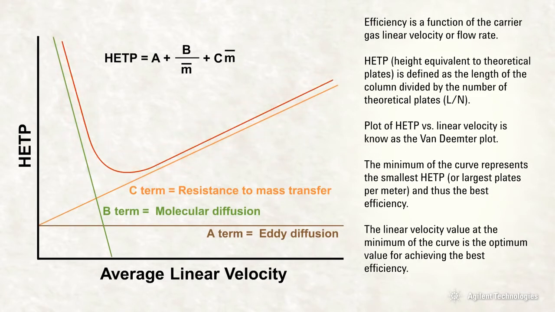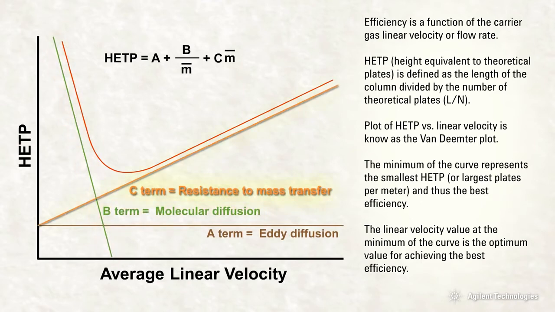In the Van Deemter equation, A is the eddy diffusion term. This only applies to packed columns because of the random sample flow path that doesn't exist in a capillary column. B is the longitudinal or ordinary molecular diffusion term. This is observed in the tendency for sample peaks to broaden at low flow rates while in the column.